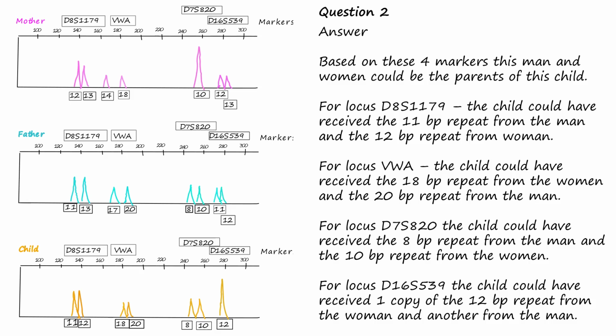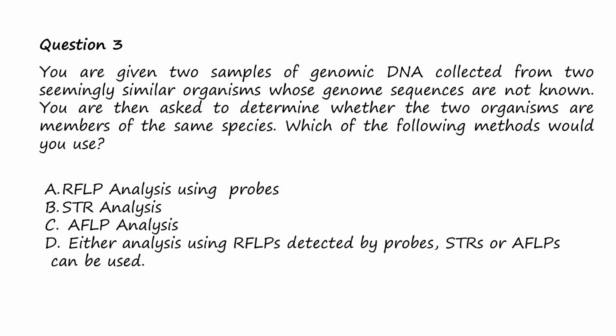For locus D16S539, the child could have received 1 copy of the 12 base pair repeat from the woman and another copy of this same allele from the man. That is, all the child's alleles for these 4 markers can be inherited from this couple, so the child could belong to them.